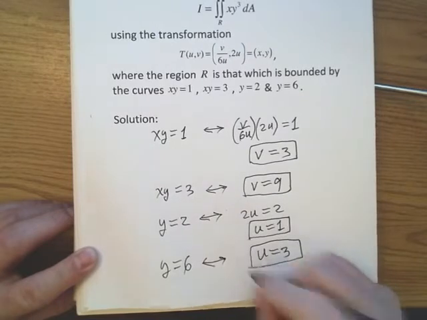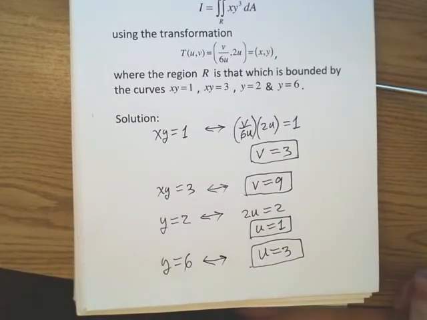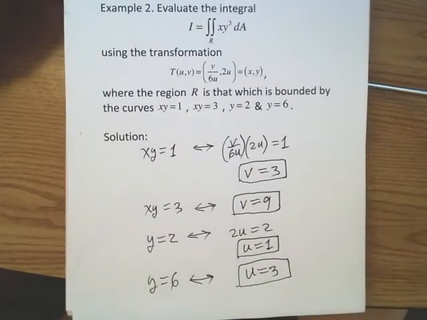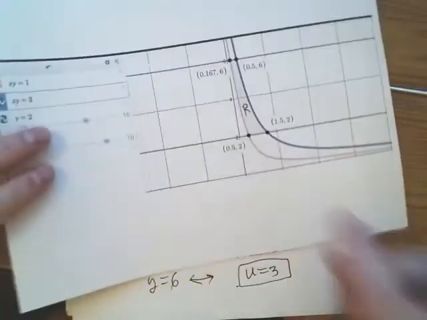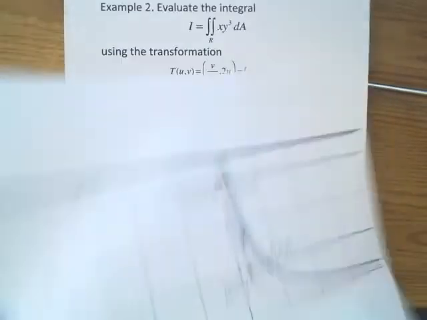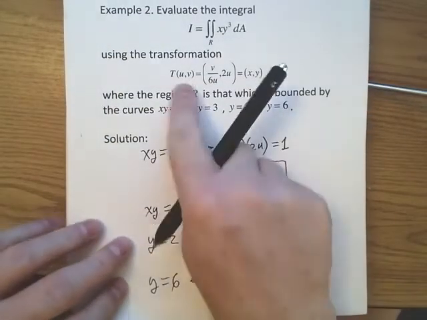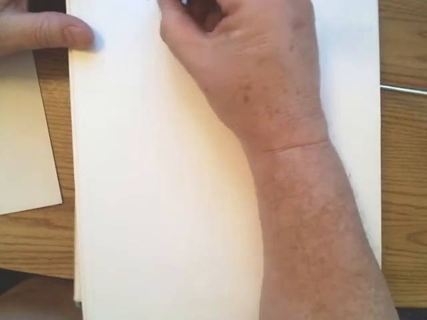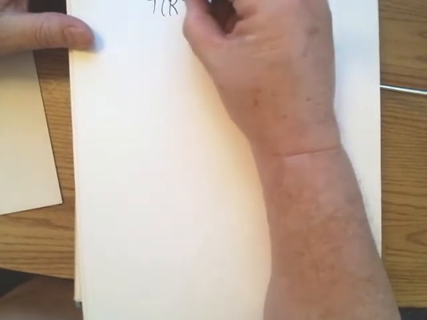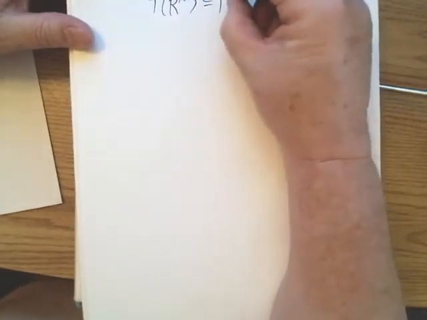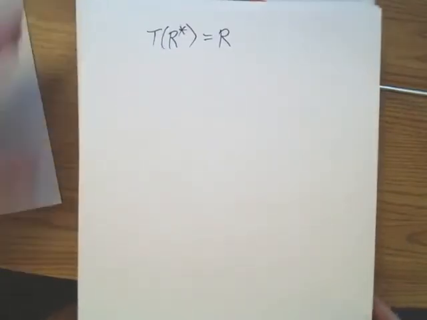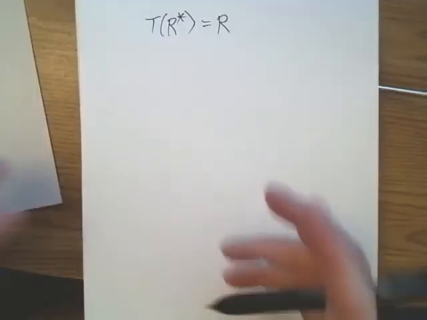Alrighty. So if I call this thing R, and this is my transformation, and I'm worried about this second region R star such that T of R star is equal to R, then the boundaries would be these lines.